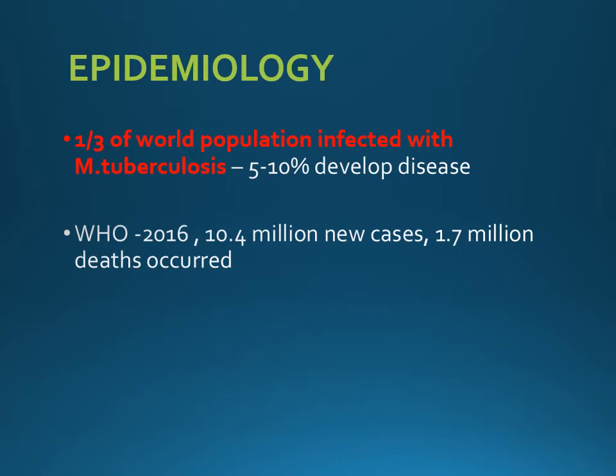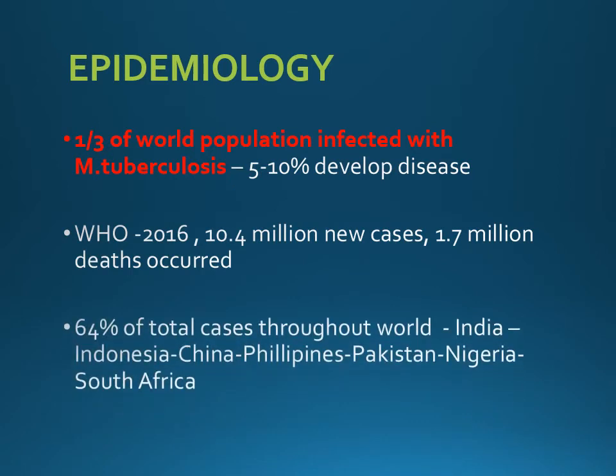WHO gave the data in 2016 that 10.4 million new cases came and 1.7 million deaths occurred throughout the world. And regarding the total burden of tuberculosis, 64% of all the cases reported throughout the world come from 6 to 7 countries. India is on top, then come Indonesia, China, Philippines, Pakistan, Nigeria and South Africa.